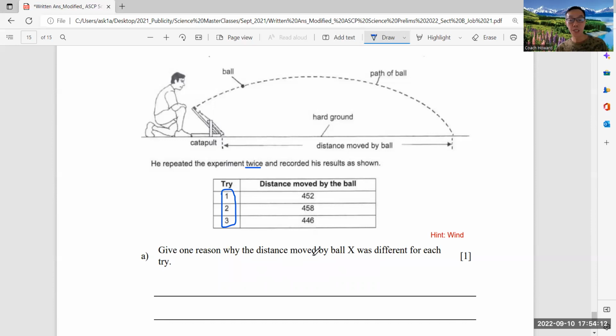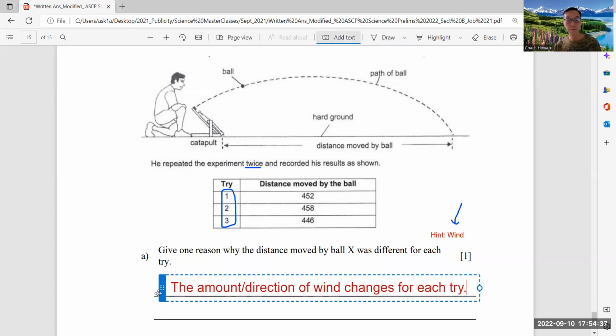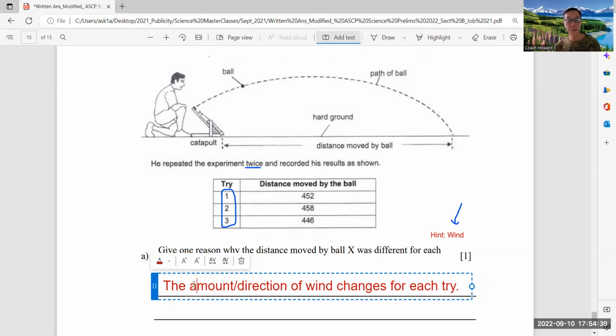Give one reason why the distance moved by ball X was different for each try. I've given you this hint here. The hint is not written in the exam, but I help you in answering. You should say that the wind speed or direction of wind changes for each try. This is one possible reason.